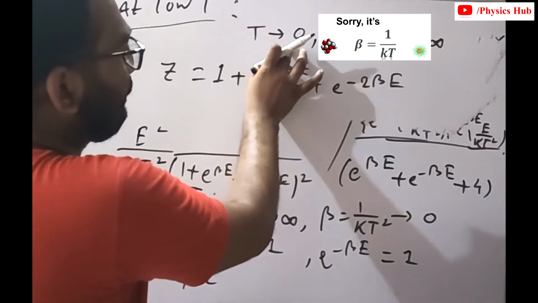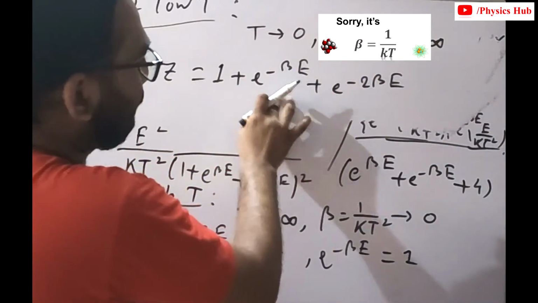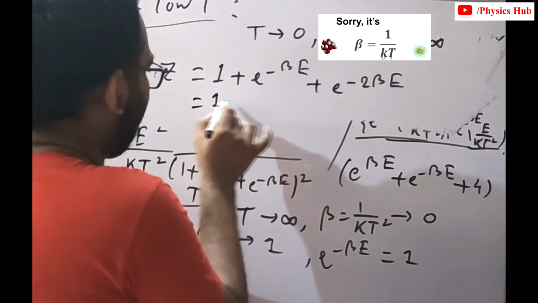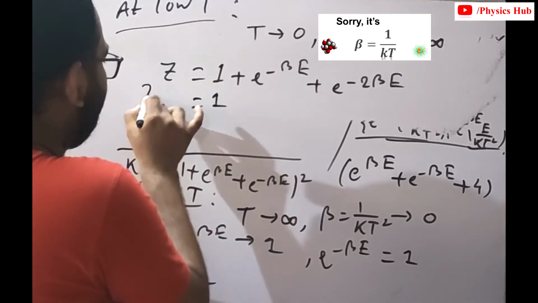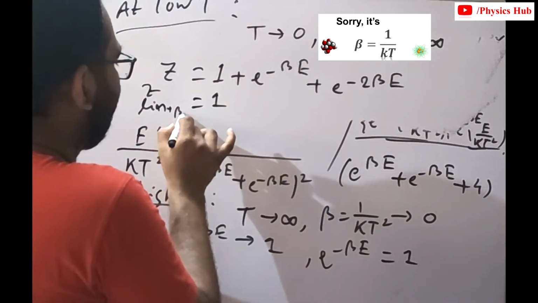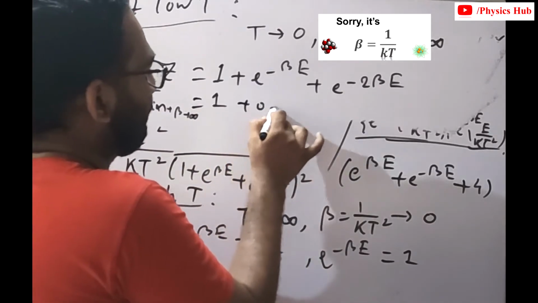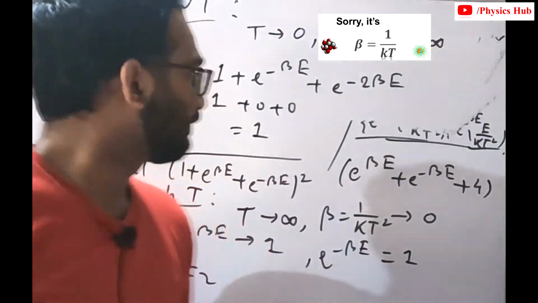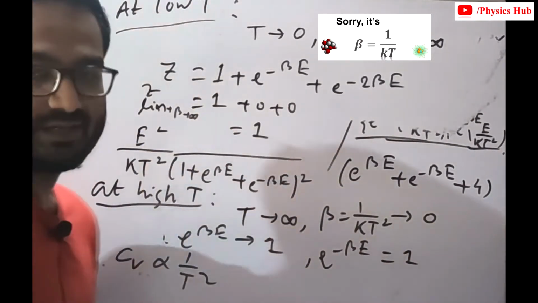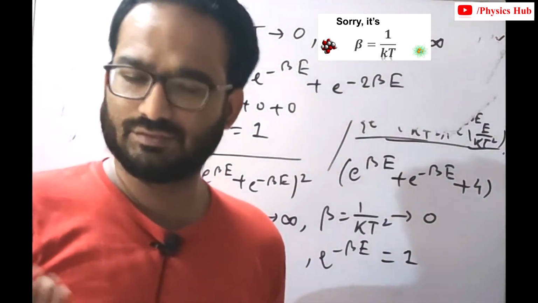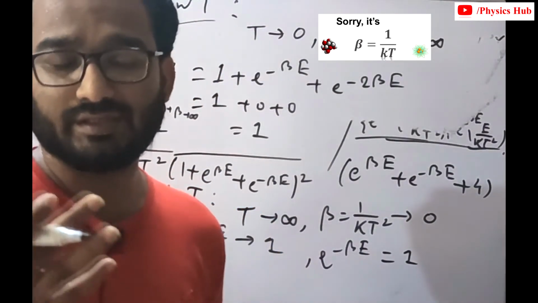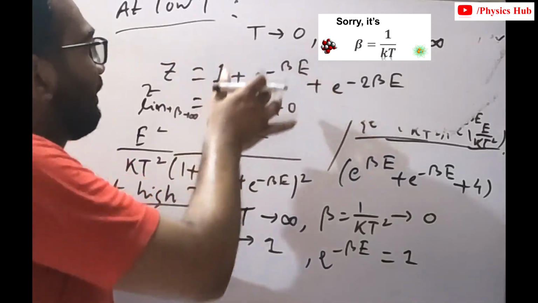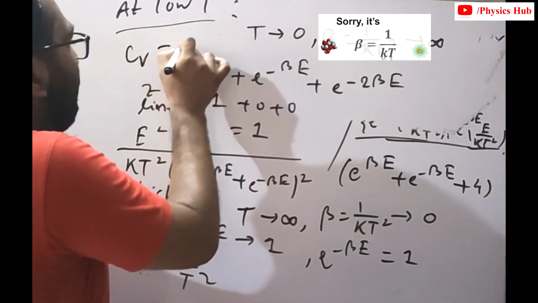So at T equals 0, meaning beta equals infinity, these two terms become 0. So your Z, in the limit beta tends to infinity, becomes 1 plus 0, which is 1. If Z is 1, your internal energy will turn out to be minus del by del beta of ln Z, which is 0, where ln 1 is 0. So your internal energy is 0, and accordingly your expression of Cv is 0. In the low temperature regime, the Cv will remain 0.